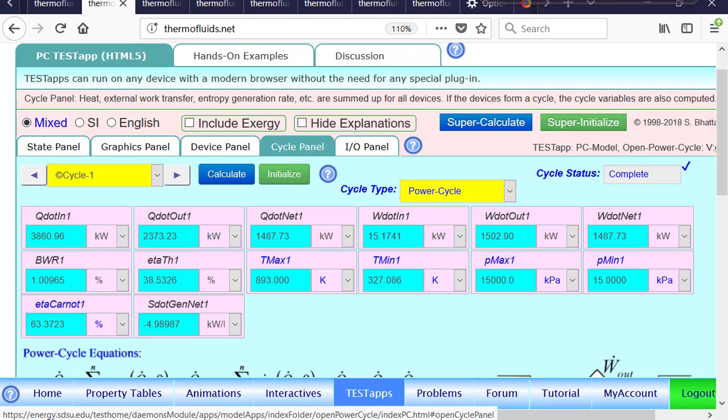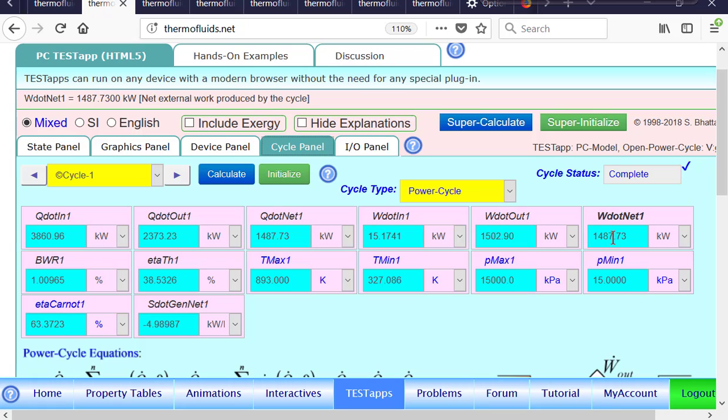You can see that the results are not good because of increasing the quality. What we got is lower net work, net power, and also we got lower efficiency.